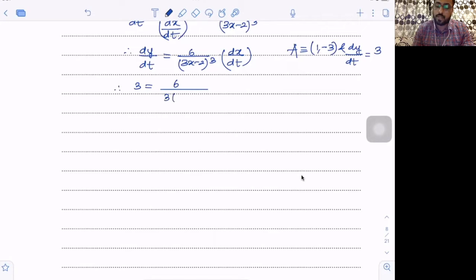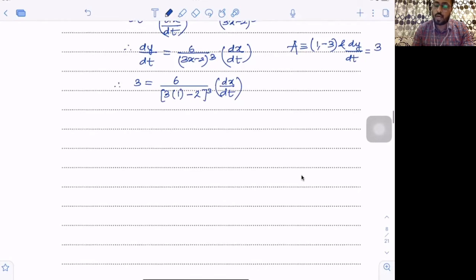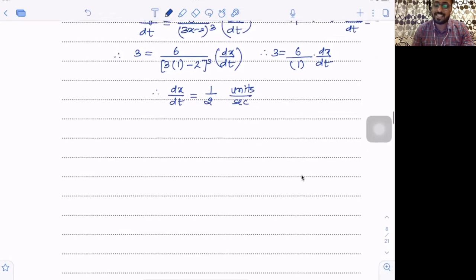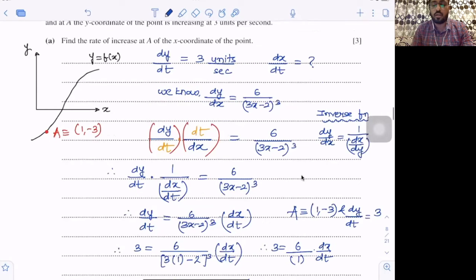So 3 multiplied with x is 1 minus 2 the whole cube multiplied with dx upon dt. Right, students? So I get 3 is equal to 6 upon, so that's 3 times 1, that's 3, 3 minus 2, which is 1. 1 the whole cube is still going to be 1 into dx upon dt. So on solving, I will be getting dx upon dt as 3 upon 6, or it is 1 upon 2 units per second.